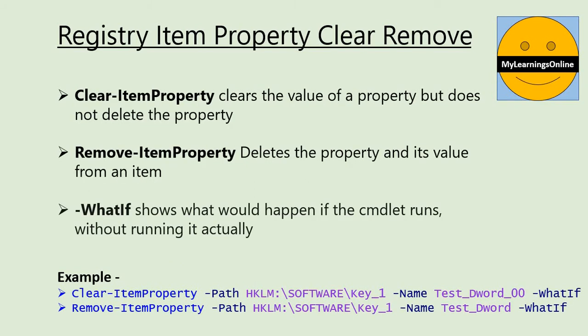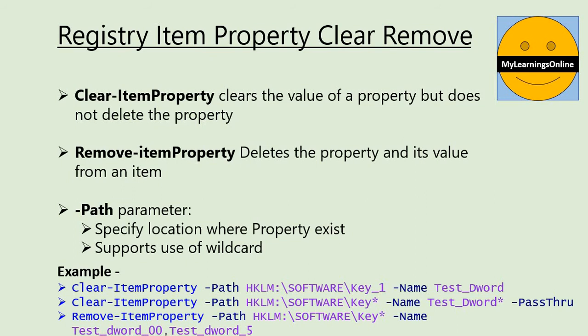WhatIf parameter shows what would happen if command runs, without actually running the command. In example, we can see the use of this parameter with both these commands. Path parameter is used to specify location where property exists, and also it supports wildcard uses. In example, we can see the use of this parameter with both these commands.